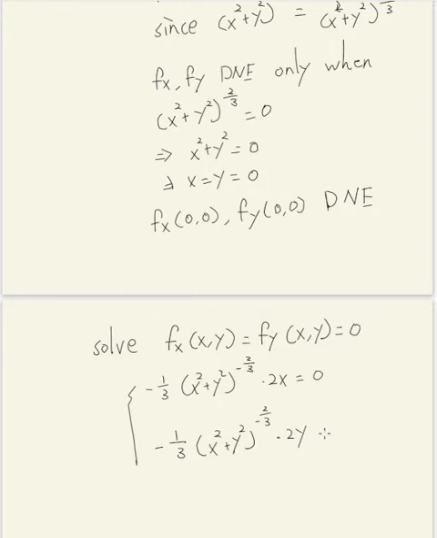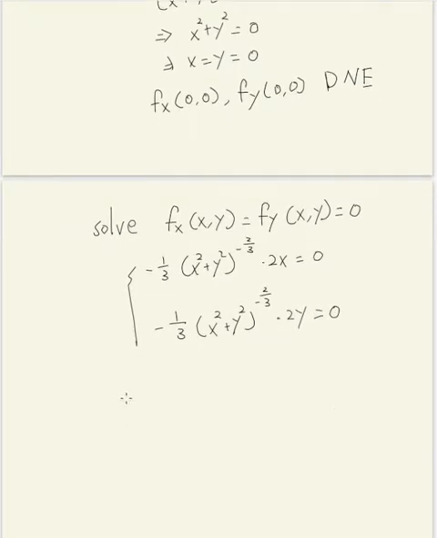Times 2y equals 0. Okay, now a number with a negative exponent is never 0 because it can be written as 1 over something, and that's never 0. When you're dividing 1 by something, it doesn't matter how large the denominator is, the fraction never gives you 0. So that tells you this part will never be 0. Therefore, 2x and 2y have to both be 0, and you again get x equals 0, y equals 0.